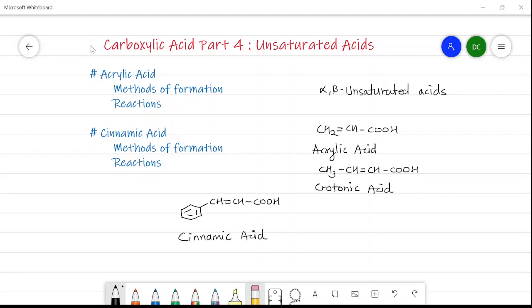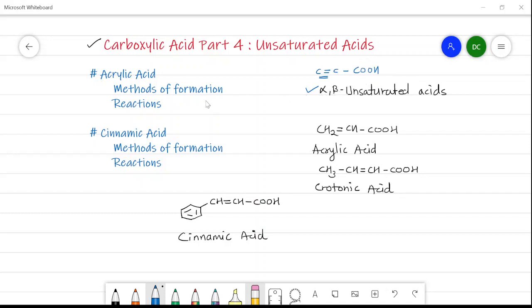In this video, we will discuss the unsaturated acid, but the main focus of this video is on alpha beta unsaturated carboxylic acid. It means that the COOH group is attached to the alkenyl fragment, that is, a carbon double bond carbon type of fragment is directly attached with the carboxyl group.